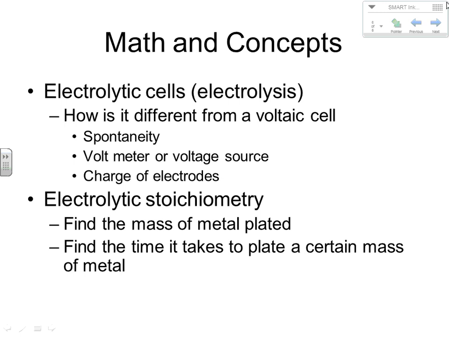And remember, the charge of the electrode is different. What happens at the anode is still oxidation. What happens at the cathode is still reduction. Those things still apply, but the charges will be different between the two. It's only anode is negative and cathode is positive in a voltaic cell. Those charges would be reversed for an electrolytic cell. And also, you should basically be able to do two things with electrolytic stoichiometry. That's what we just looked at. Find the mass of a metal plated and find the time it takes to plate a certain mass of a metal. Those are the two things you do with electrolytic stoichiometry.